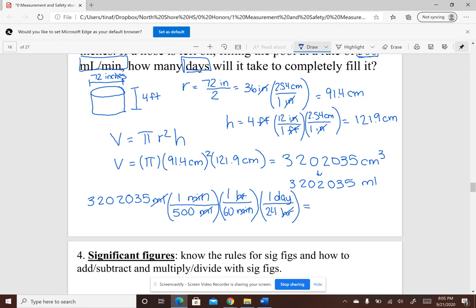So multiply across, you're multiplying by 1, so it's just that big number. Then you're going to divide by 500, hit equals. Divide by 60, hit equals. Divide by 24 and hit equals. And you should get a total of 4.4 days. Okay?